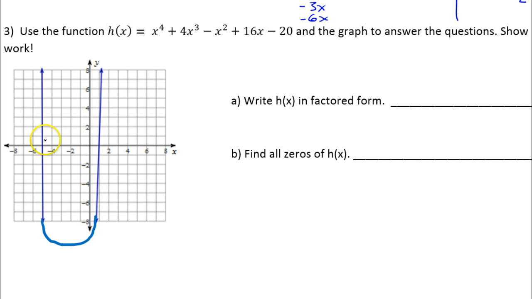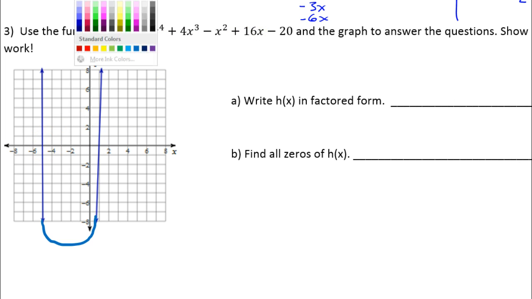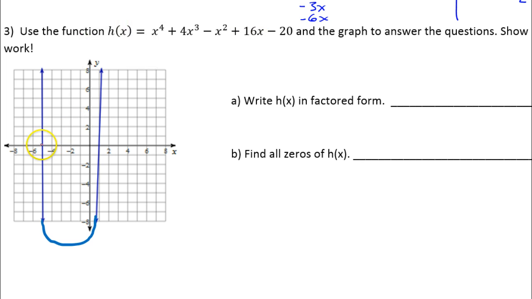Looking at the graph, I see we have an x-intercept here at negative 5, and we have an x-intercept here at 1. So we know we have these two zeros, one at negative 5 and one at positive 1. Right away, that gives me two factors: x plus 5 and x minus 1.